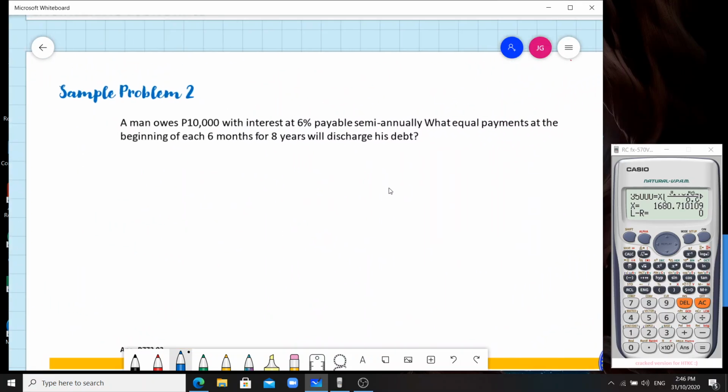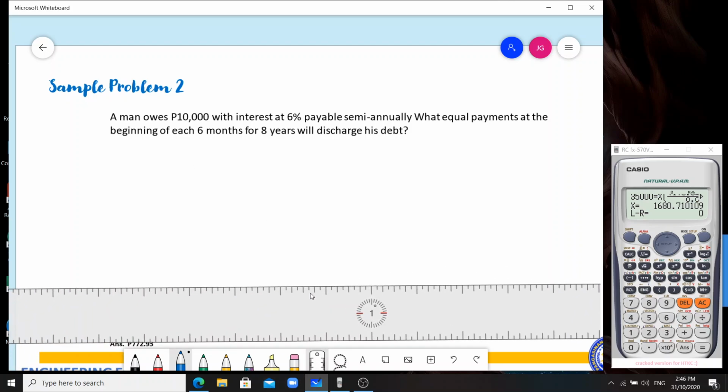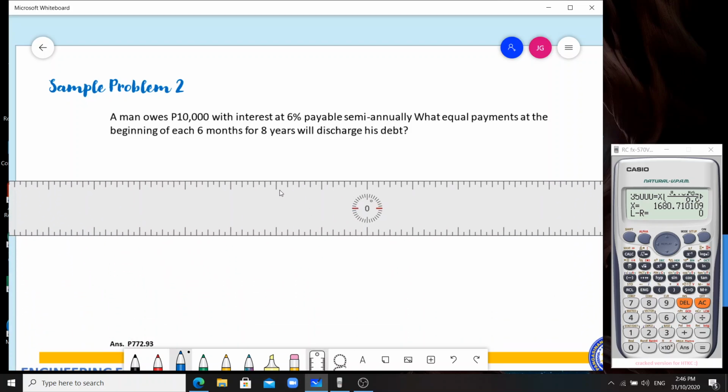So, sa sample number 2 naman, a man owes 10,000 with interest at 6% payable semi-annually. What equal payments at the beginning of each 6 months for 8 years will discharge his debt? What equal payments? Umutang daw siya ng 10,000. So, ayan. Gawa tayo ng cash flow.